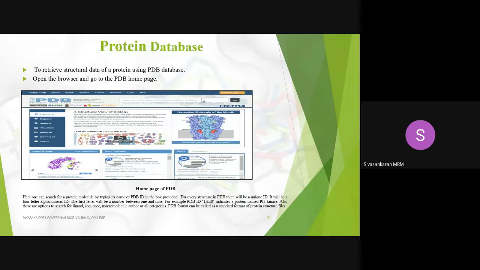For every structure in the PDB, there is a unique ID. It will be a 4-letter alphanumeric, as I explained earlier. For example, 1HES indicates a protein named PI3 kinase. Proteins will not have the same ID; we have a different ID for uniqueness. Even a small change can give a different ID. Also, there is an option to search for the ligand, sequences, macromolecule, author, and all categories. The PDB format can be called the standard format of protein structure files.